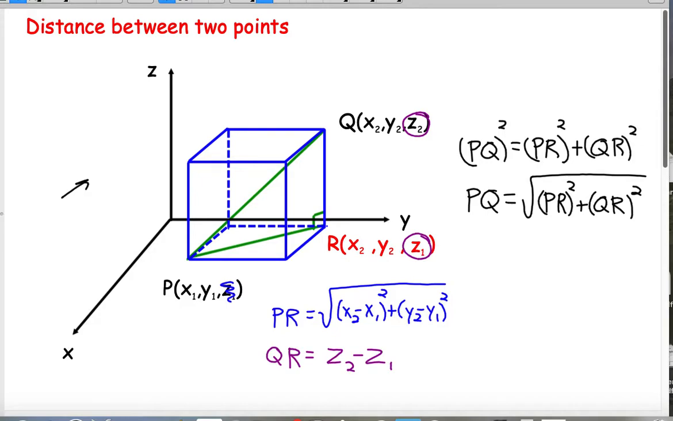Now if I move back over to my calculation for PQ, it's going to be the square root of PR squared. Well, PR is the square root of this, and so when I square PR, that cancels the square root, and I'm left with just x sub 2 minus x sub 1 squared plus y sub 2 minus y sub 1 squared.